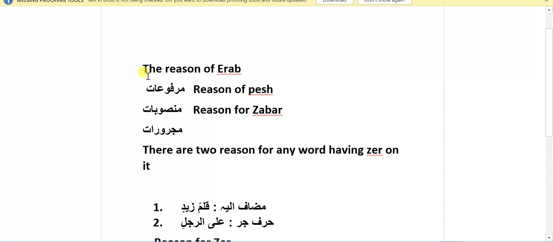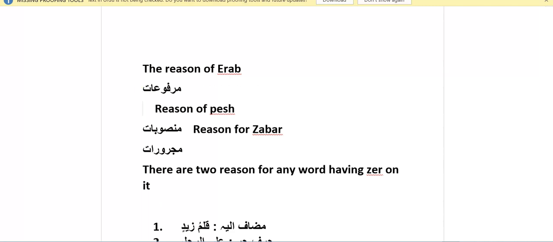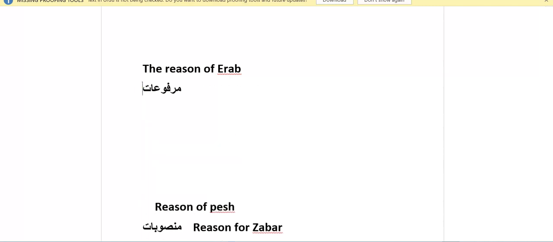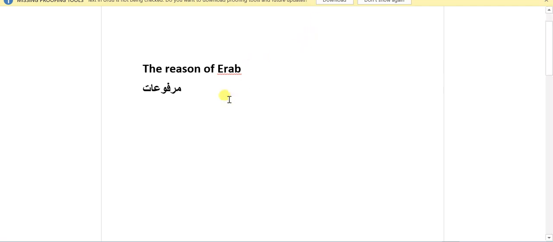Now let's learn about the reason for a pesh. Marfuat. So marfuat is actually a very long chapter, but I will try to make this chapter very short because we are also going to learn the same from the book itself. So in marfuat, the first reason for any word having pesh is fa'il. Another one is naib fa'il, and the third one is mubtada khabar.